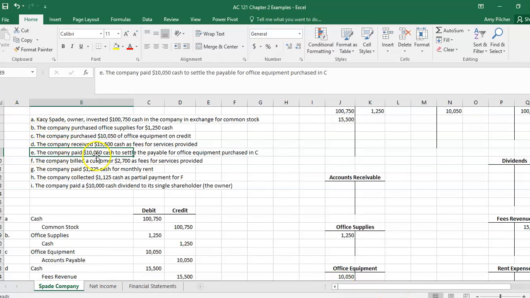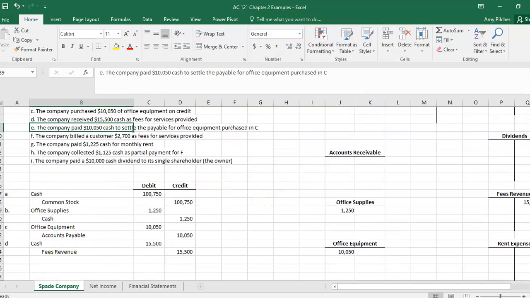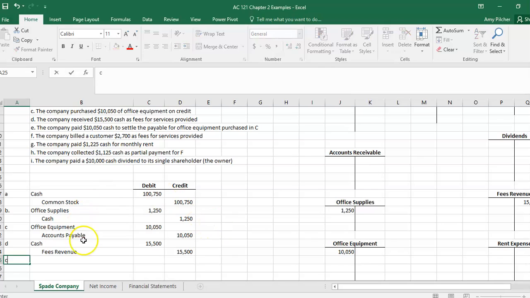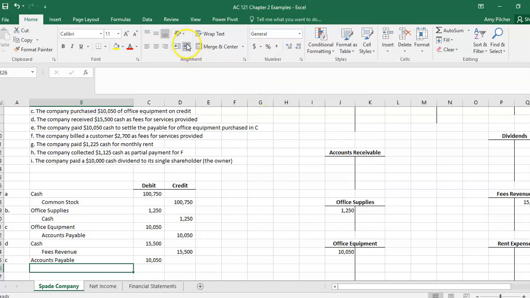Transaction E. The company paid $10,050 cash to settle the accounts payable for office equipment purchased in C. We're reducing our liability of accounts payable and we're reducing cash. We're going to credit accounts payable, $10,050, and credit cash, $10,050.